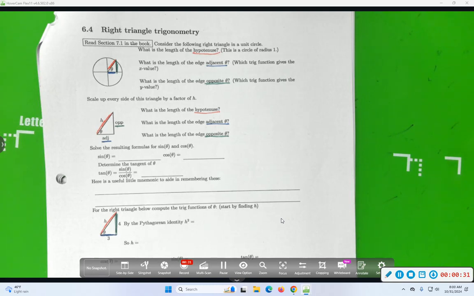Cosine's given by what? So the x value. I guess that means I better label the point. Cosine is the x value. Sine is the y value. Tangent is y over x. Nice.